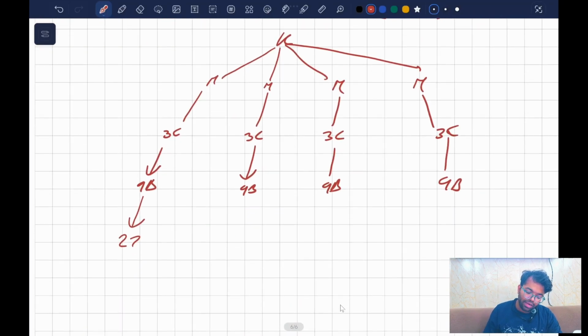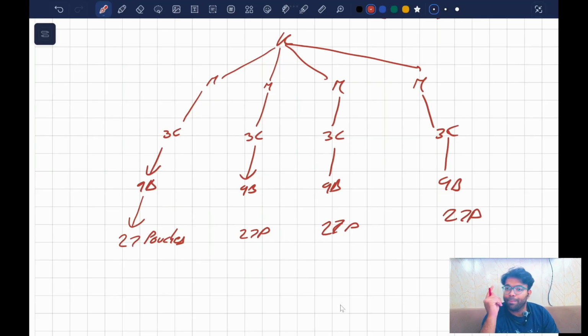9 boxes. 9 boxes contained how many pouches? ठीक है. If one box contained 3 pouches, therefore 9 boxes contained 27 pouches. 27 pouches for each minister. One pouch contains how many gold coins? 3 gold coins. So 27 pouches will contain 27 into 3. What is 20 into 3? What is 7 into 3? So 60 plus 21 is how much?